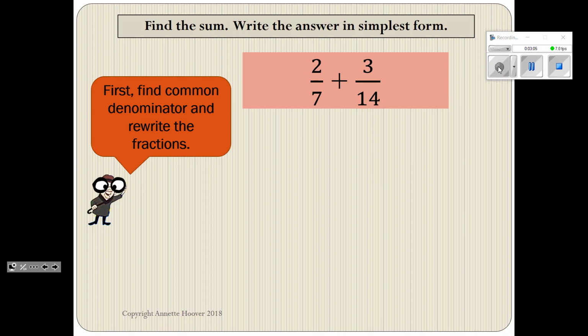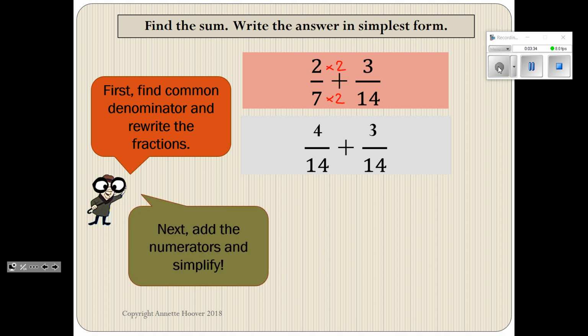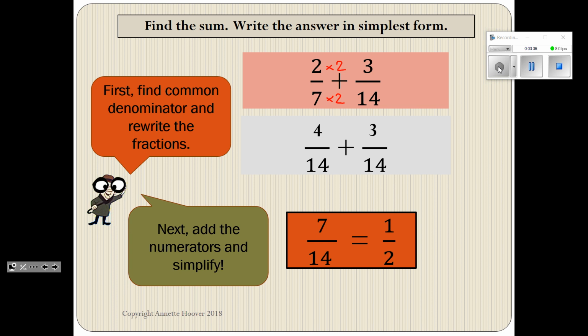Now we have 2/7 plus 3/14. If I started counting by 7s, 7, the next multiple would be 14. So I know I can use 14 as my common denominator. I have to multiply 7 times 2 to get 14. So what I do to the bottom, I have to do to the top. So that would be 2 times 2 equals 4. 3/14 is the same fraction. Now on the top, I have 4 plus 3, which is 7. That would be 7/14.